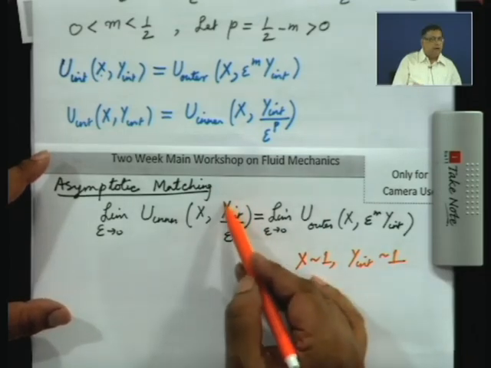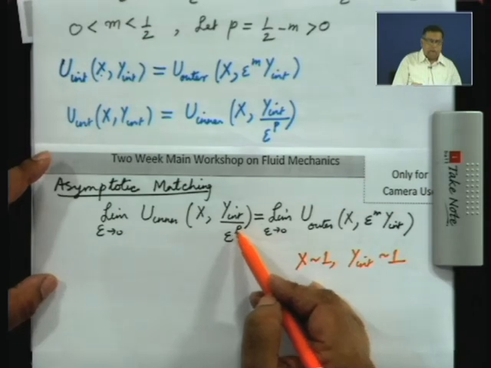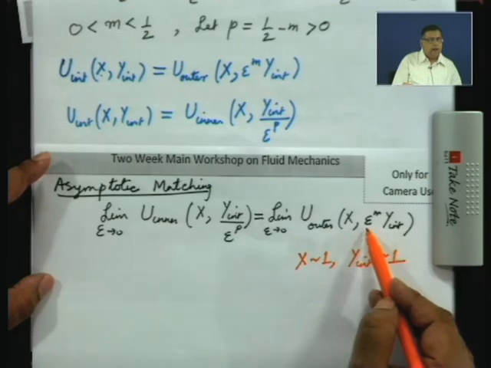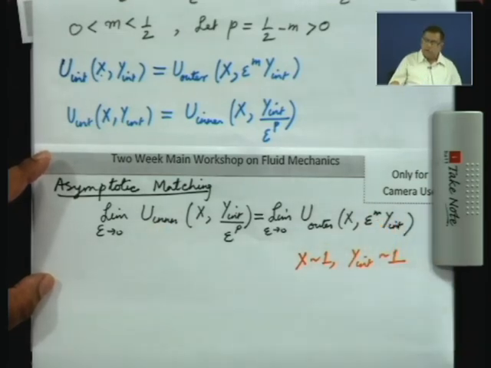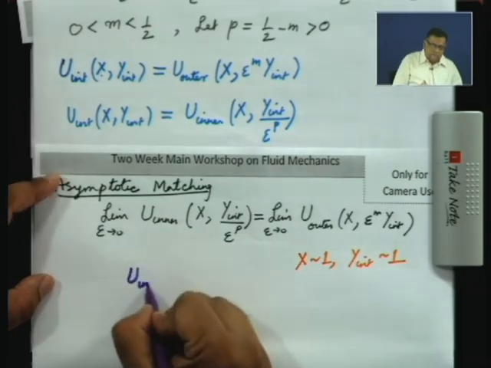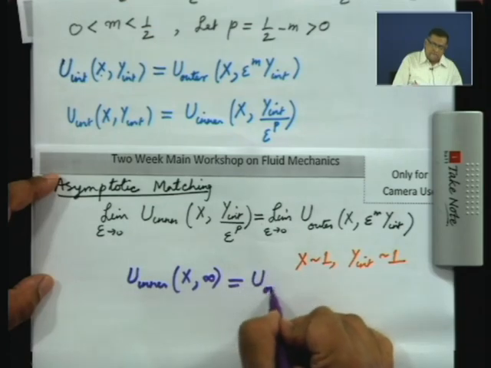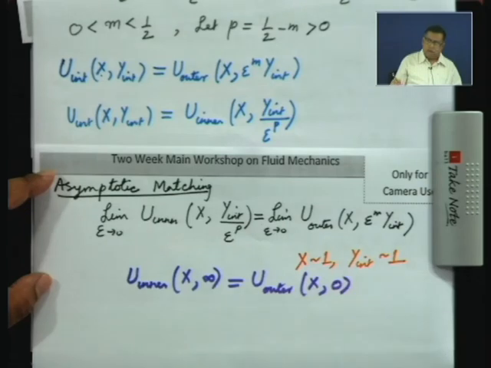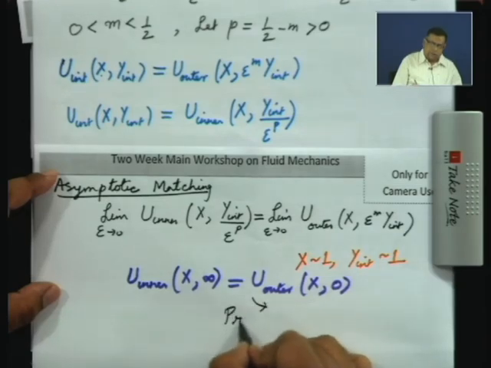Now, if this is a finite quantity which remains order 1, you are dividing it by a small quantity, remember p is greater than 0, then when you take the limit this becomes large, whereas here m is also greater than 0 and this is a small quantity. If this remains order 1 in the limit, then this becomes 0. So, this reduces to u inner of x comma infinity equal to u outer of capital X comma 0. So, this idea was first put forward by Prandtl and it is called Prandtl's matching principle.